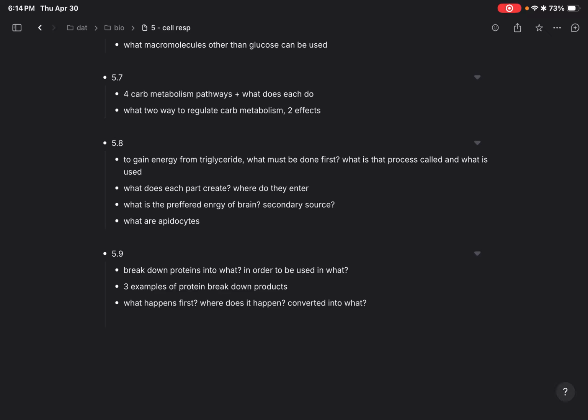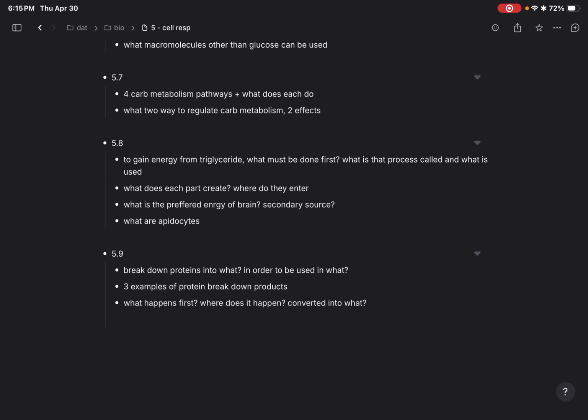Okay, let me restart. What does each part create? Glycerol will get phosphorylated and form G3P. Where do they enter? It'll enter into glycolysis because that's an intermediate of glycolysis. Fatty acids will get cleaved through beta oxidation. Every 2 carbons will form acetyl-CoA, and you also form 1 NADH and 1 FADH2.